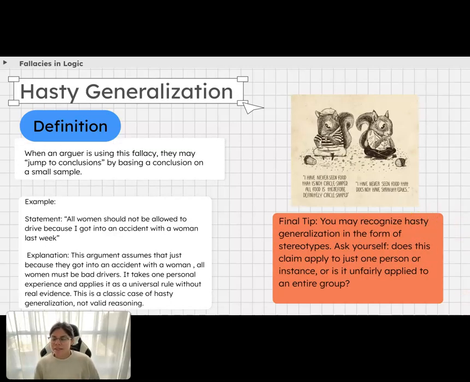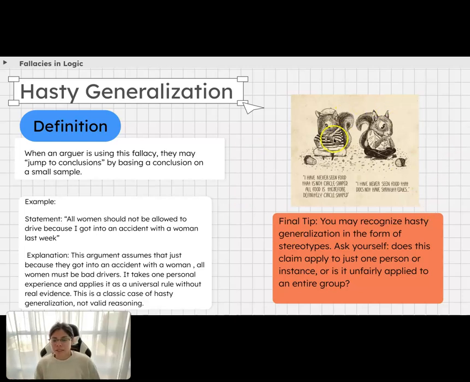Okay, next we have hasty generalization. So this specific fallacy happens when someone jumps to a conclusion too quickly based on limited or biased evidence. So an example would be, I met 2 rude tourists from France, and so all French people must be rude. That's a really big assumption based off a very small sample size. Just because two people fit this specific stereotype doesn't mean that everyone else does. And this specific fallacy leads to unfair judgments and inaccurate conclusions.